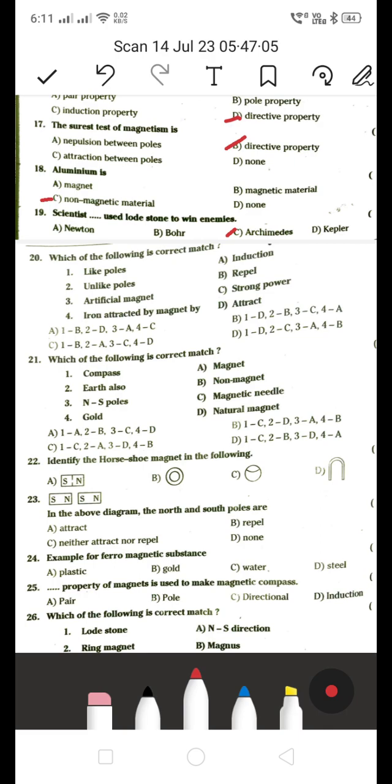Like poles always repel. Unlike poles attract. So 2 matches with D. Next, artificial magnets: induction. Iron attracted by a magnet: by strong power. So A is the right answer. Which of the following is the correct match?